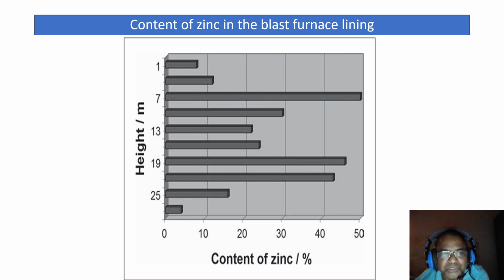This is one illustration in a slide which shows how the concentration of zinc across the vertical height of the blast furnace remains. As you can see, the 7 meter level has the highest concentration of zinc. Apart from that, in the much lower area, a lot more concentration of zinc is also visible.